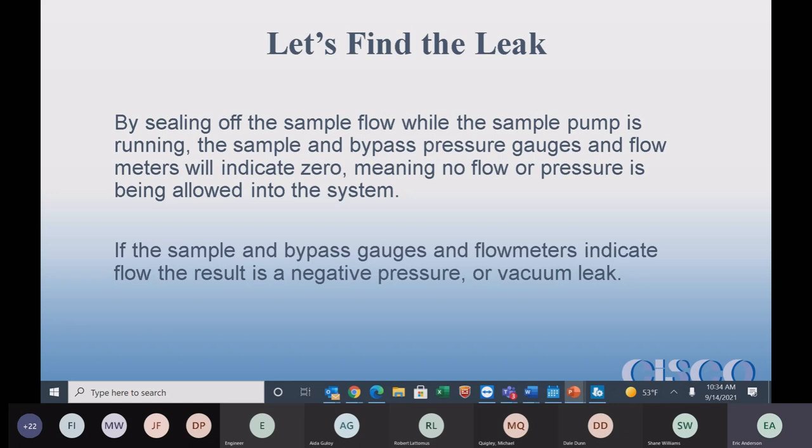Okay, if the sample and bypass gauges and flow meters indicate flow, the result is a negative pressure leak or vacuum leak. We're sucking in gas from the pump back through the system. The sample filter, the cooler, could be the drain pump, heated sample line up at the probe. And we want to isolate this in the shelter or cabinet first, because who likes going up the stack? Not me. Anyway.